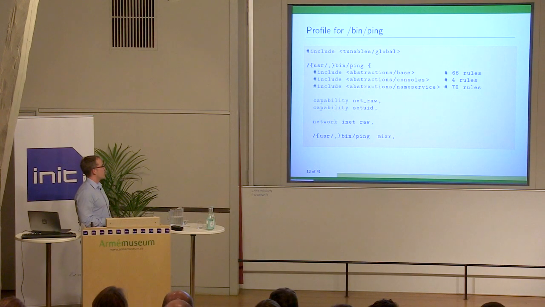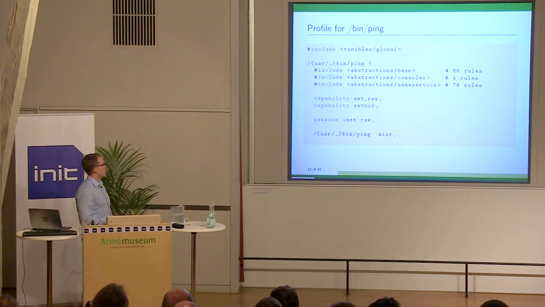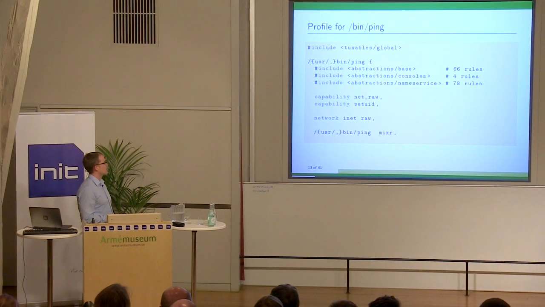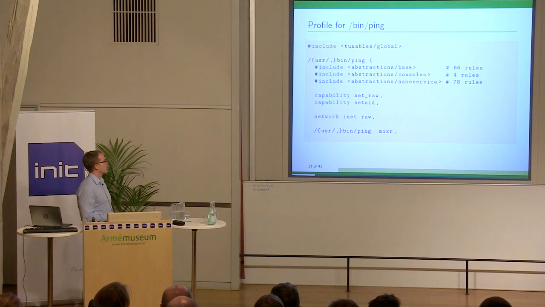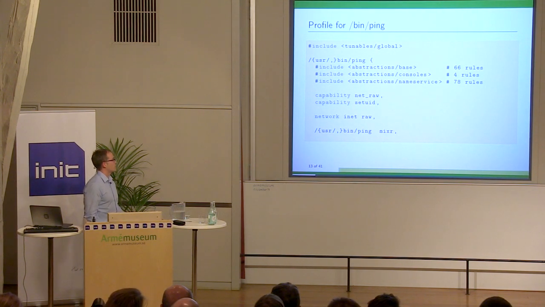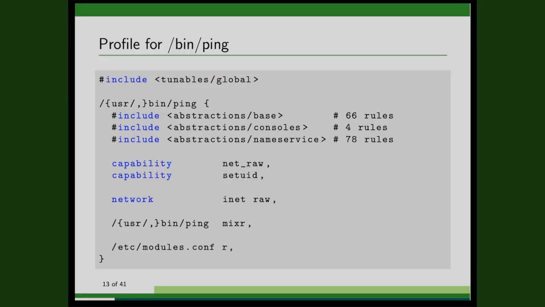Those flags tell you with m, you're allowed to memory map this file as executable. With ix, you specify that this binary can be executed in the current profile. And with r, you specify that the binary is allowed to be read. And also, you see that you can use the syntax that you use for the profile itself. You can also use it for the access rights on files. And last but not least, we allow it to read the file /etc/modules.conf, and that's it.